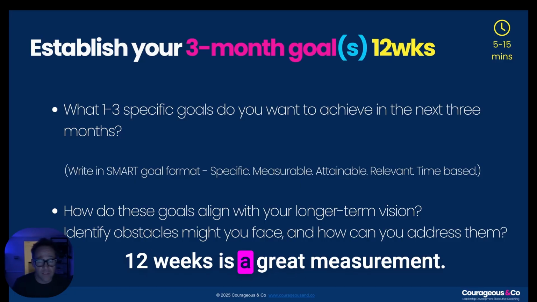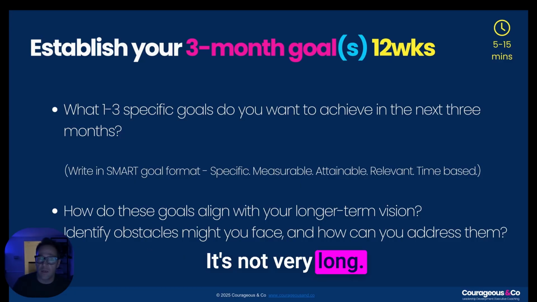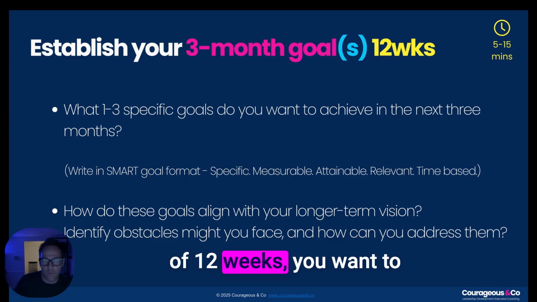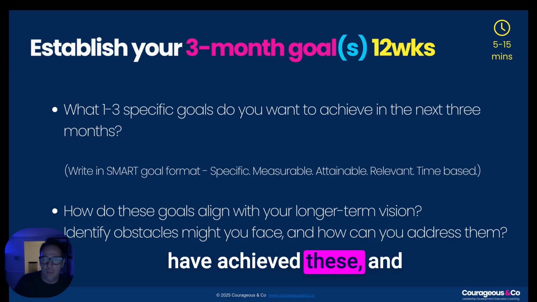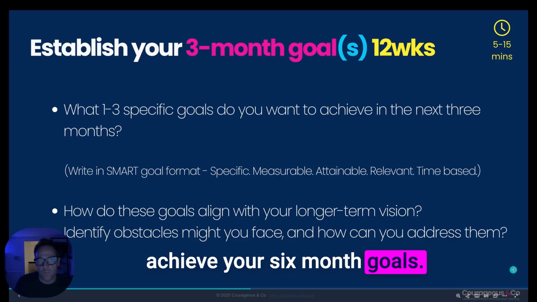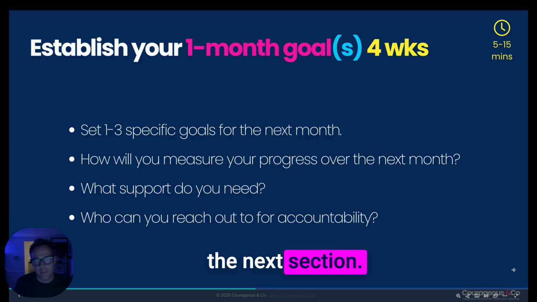12 weeks is a great measurement. It's not very long. It comes very quickly, but it's long enough. So by the end of 12 weeks, you want to have achieved these. And this is your measurement for whether you're actually going to achieve your 6-month goals. So then we go into the next section.